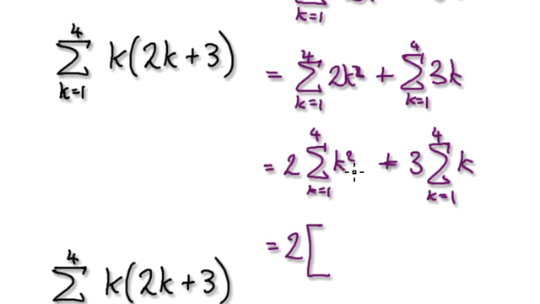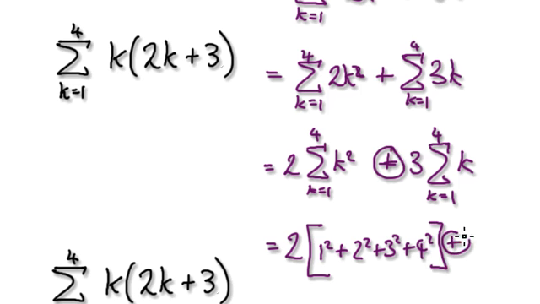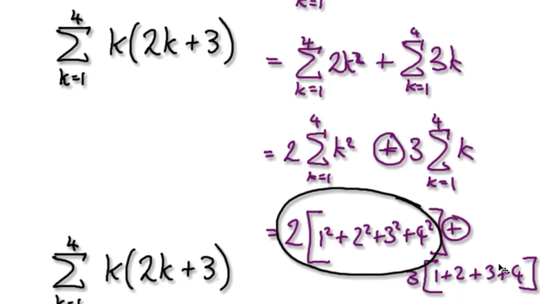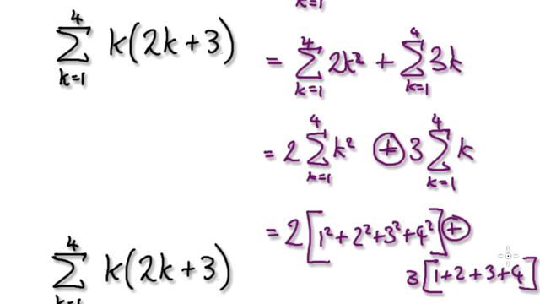So it would be 2, and then this one here would be 1 squared plus 2 squared plus 3 squared plus 4 squared, and then you've got plus here, so that's this plus here, and then you've got 3, that's this 3 here, and then bracket, and then it would be 1 plus 2 plus 3 plus 4. Okay, and then now it's just a matter of you working this out. So it's this plus this here.